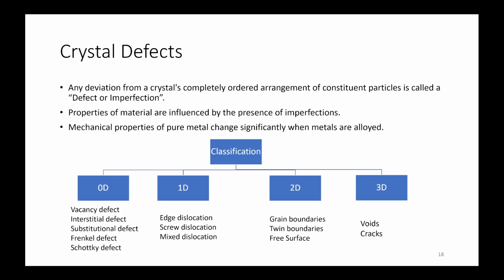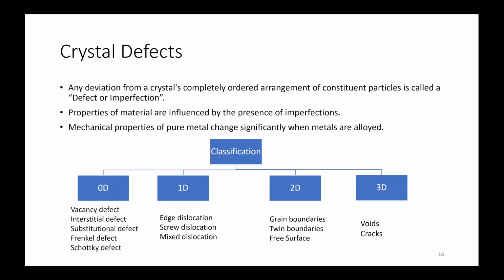Now, classification of defects. Any deviation from a crystal's completely ordered arrangement of constituent particles is called a defect or imperfection. And properties of material are influenced by the presence of imperfection.